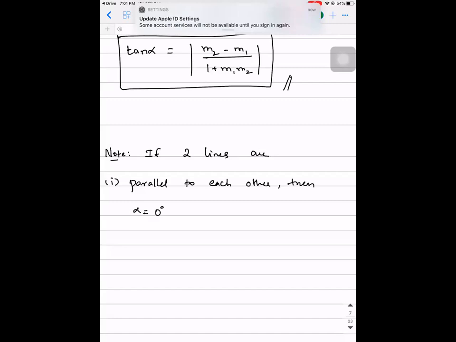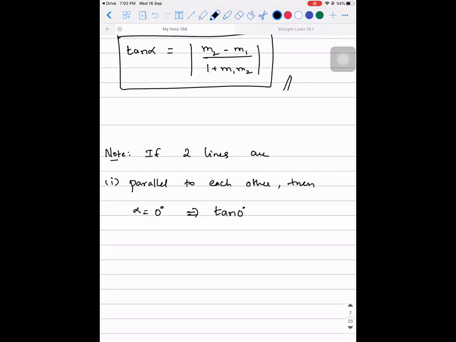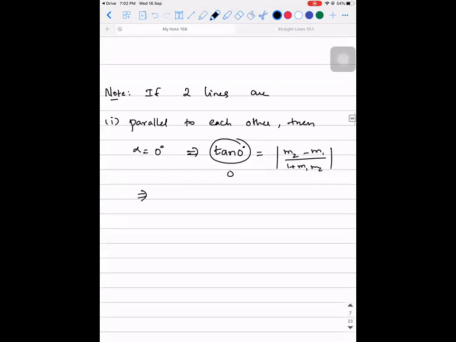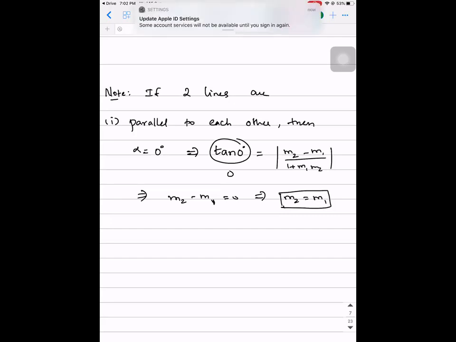So if you take 0 and substitute it in the above expression, tan 0 degrees is equal to mod of (m2 minus m1) divided by (1 plus m1 m2). So tan 0 is 0, which implies m2 minus m1 is 0, which implies m2 is equal to m1. Are you able to understand? So if two lines are parallel to each other, then their slopes are equal.